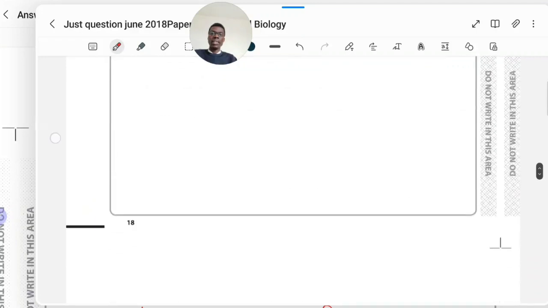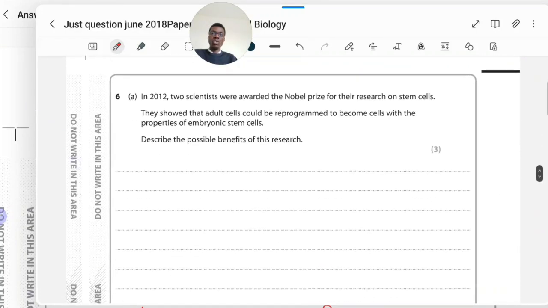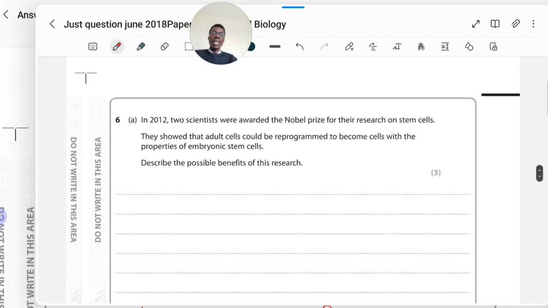The next one here says that in 2012, two scientists were awarded the Nobel Prize for their research on stem cells. They showed that adult stem cells could be reprogrammed to become cells with properties of embryonic stem cells. Describe the possible benefits of this research. You know what stem cell means? Stem cells are cells that can form any type of specialized cell.